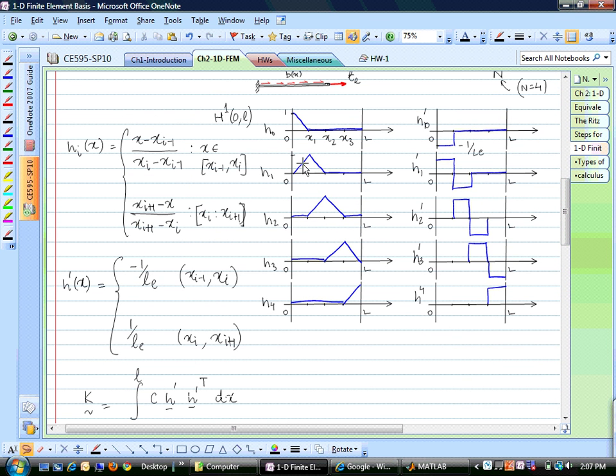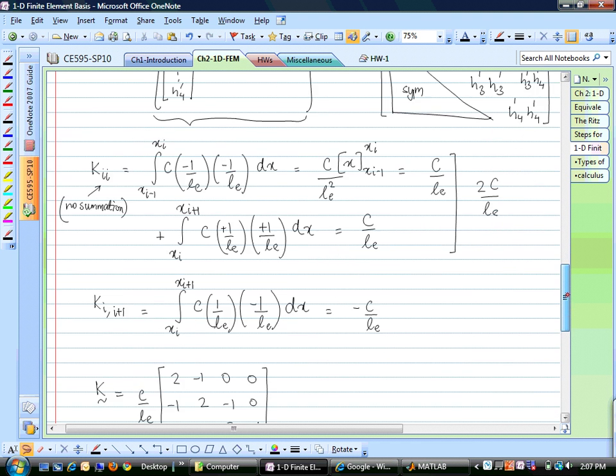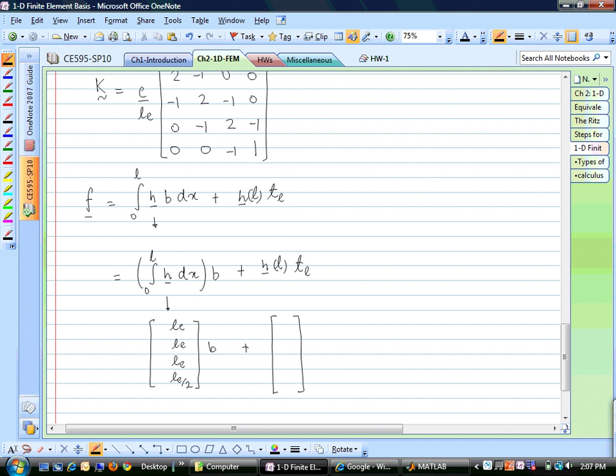H1 evaluated at L is 0, H2 is 0, H3 is 0, H4 is the only one that is 1 at L. So what we should get here is 0, 0, 0, 1 times TL, and if you sum that up, what you would get is LEB divided by 2 plus TL. Does that sound okay?